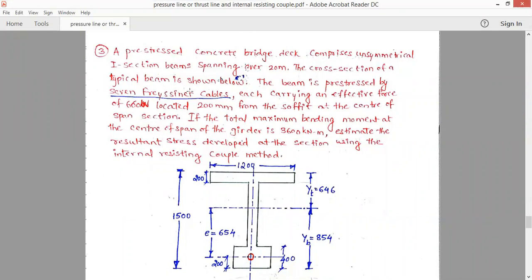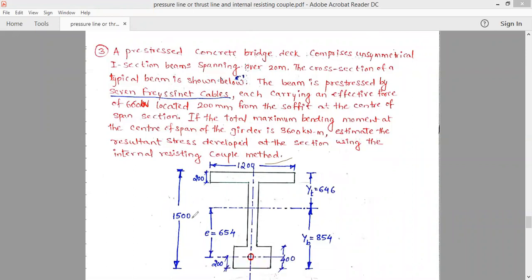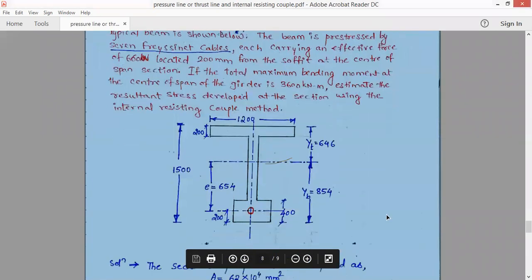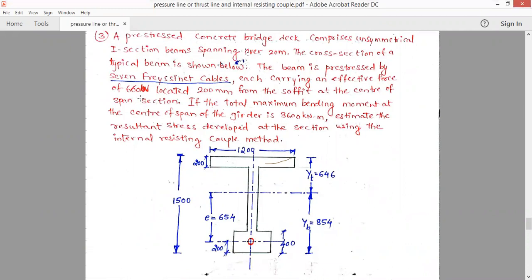Cross section of the typical beam is shown below here, and dimensions are also mentioned here. The width of the top flange is 1200 mm, thickness is 200 mm, and total depth is 1500 mm, and the bottom flange has a thickness of 400 mm, and its width is, okay, it is not mentioned here. I think its width is again 400 mm. Let's see what is the width provided. Okay, width is not mentioned. We will consider that.